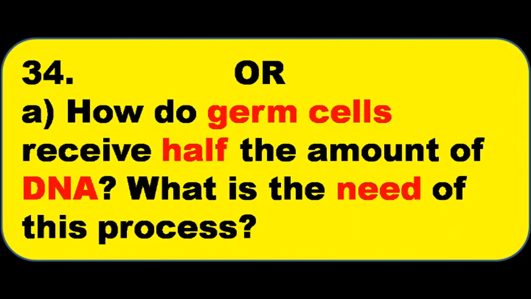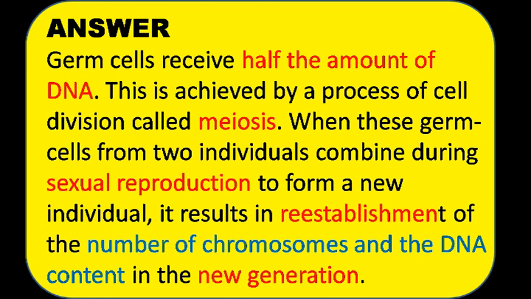How do germ cells receive half the amount of DNA? What is the need of this process? Germ cells receive half the amount of DNA and this is achieved by the process of cell division called meiosis. When these germ cells from two individuals combine during sexual reproduction to form a new individual, it results in re-establishment of the number of chromosomes and the DNA content in the new generation.